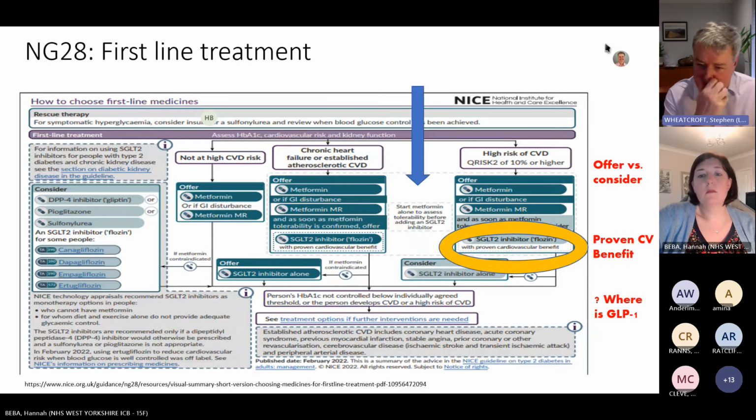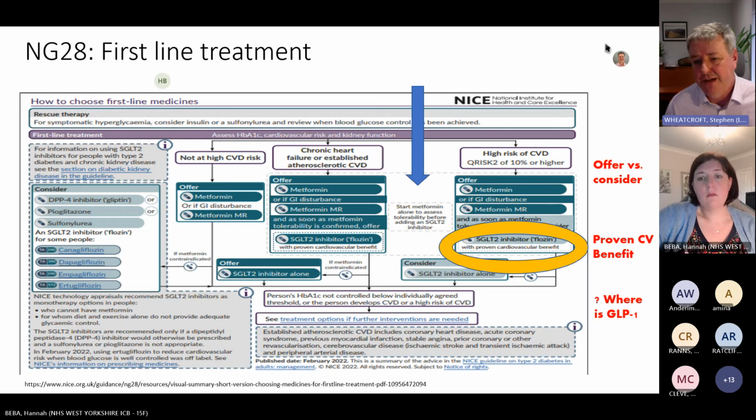So I think Hannah's already covered this pathway that we need to think about in patients who have type 2 diabetes. Do they have established CVD, or are they at high risk? And do they have chronic heart failure or chronic kidney disease? And really, in patients like this who are at high risk of CVD or who have established atherosclerotic cardiovascular disease, then we need this introduction sequentially of metformin followed by SGLT2 inhibitors. So that's independent of HbA1c control.